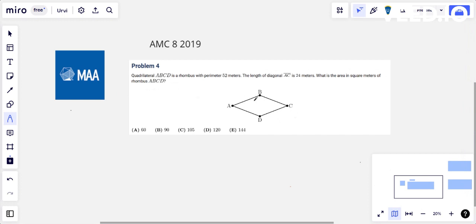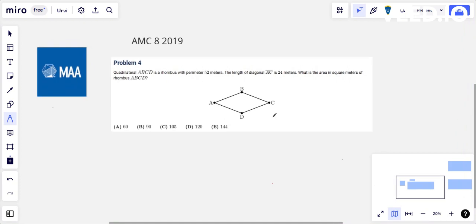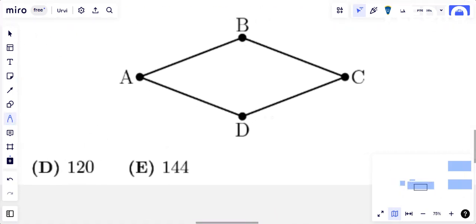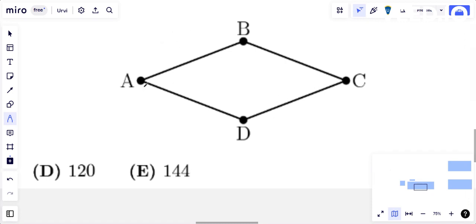Okay, to solve this, first, let me zoom in a bit. We know that this is a rhombus, right? So that means if the perimeter is 52, each side is 13, right? So this is 13, everything's 13. All the sides are 13, okay?